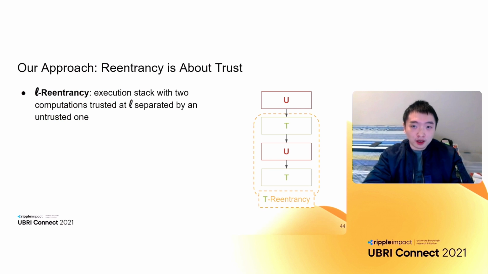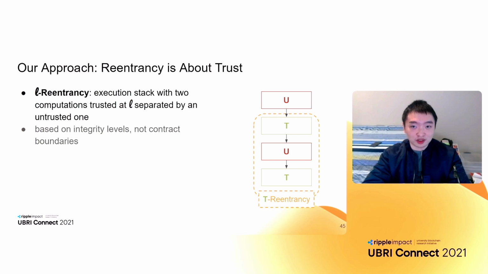More formally, we define a notion of L reentrancy from an integrity level L as an execution stack with two computations trusted by integrity level L, separated by an untrusted computation. So in the DAO example, there are two levels, untrusted and trusted. The reentrancy we just saw would be called T reentrancy for the trust label T.